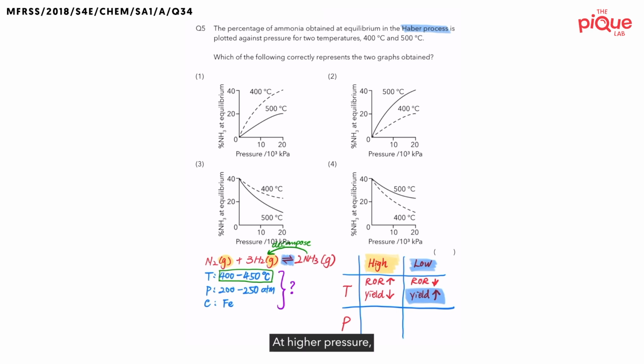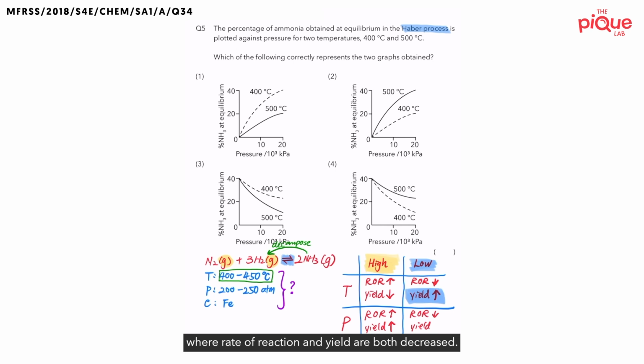At higher pressure, the number of gaseous particles per unit volume is higher. This increases the frequency of effective collisions, which eventually causes the rate of reaction to increase. Correspondingly, the yield of ammonia also increases. And this is the opposite when this reaction is performed at low pressure, where rate of reaction and yield are both decreased. Hence, we can see that the yield of ammonia increases with pressure.